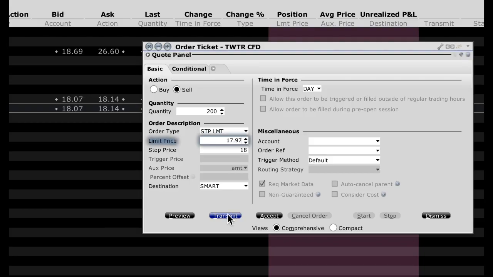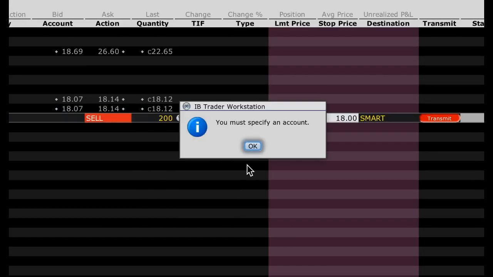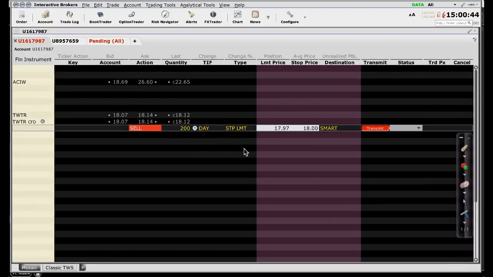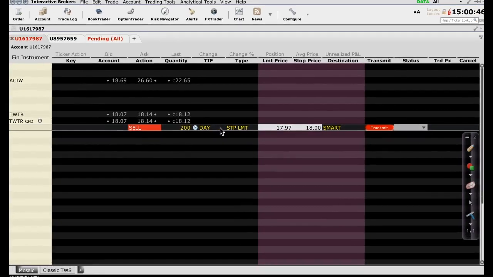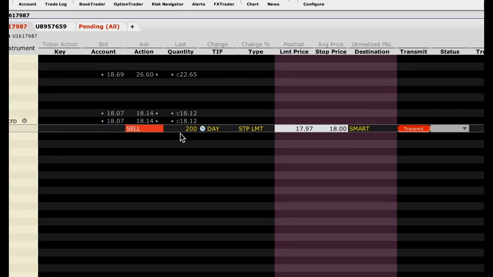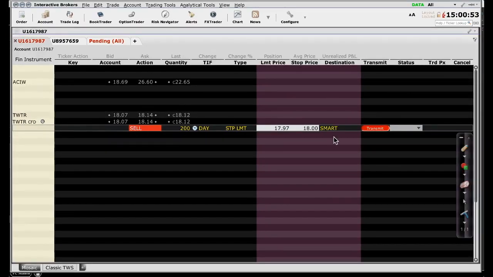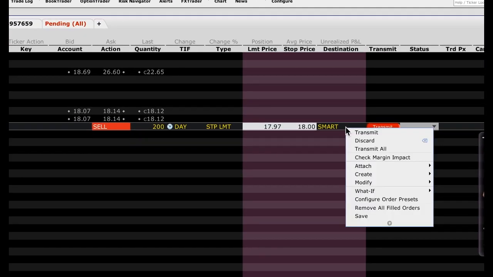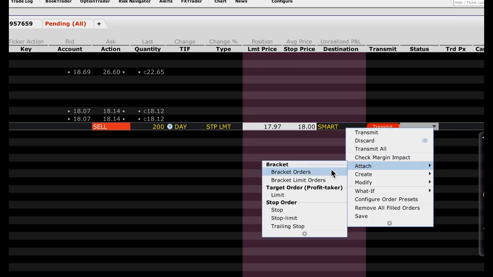Okay, so I'm going to transmit the order. Okay, and there we go. That is my entry order to sell 200 shares of Twitter, to short it. Now again, you can right click, attach a bracket order.